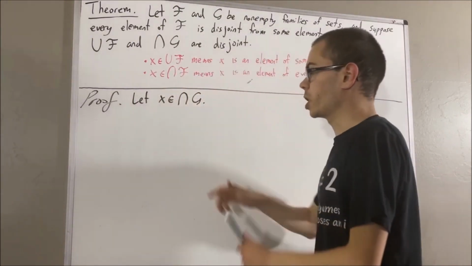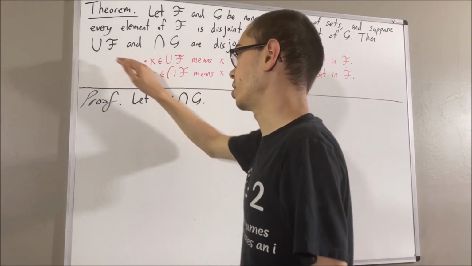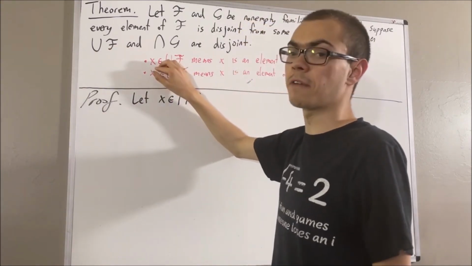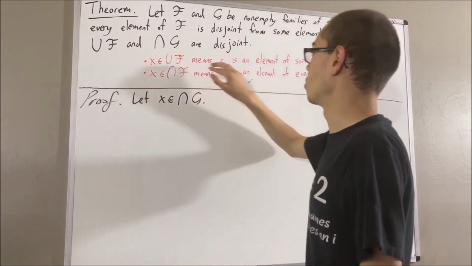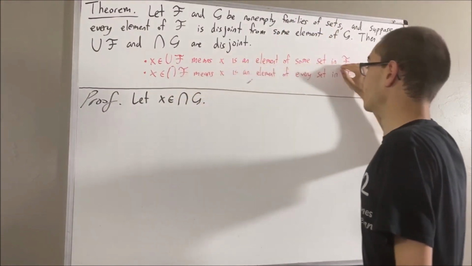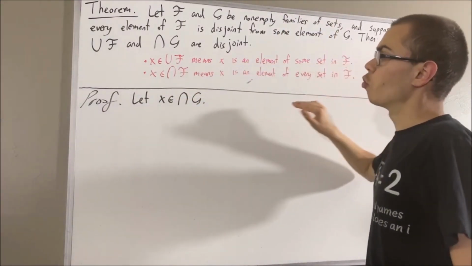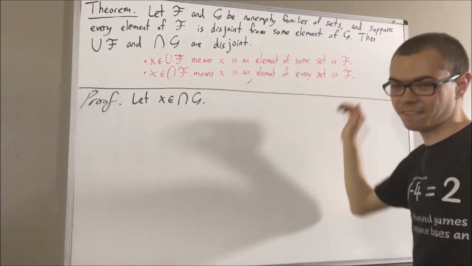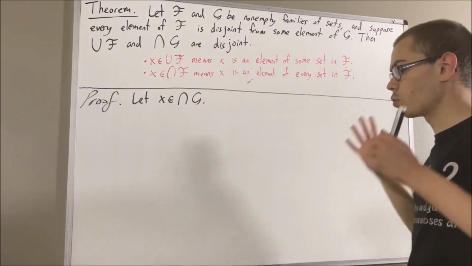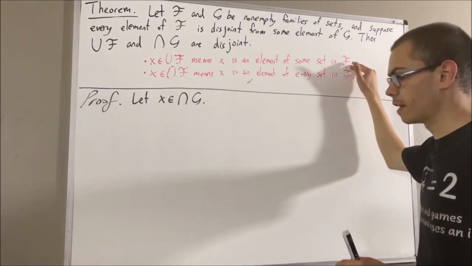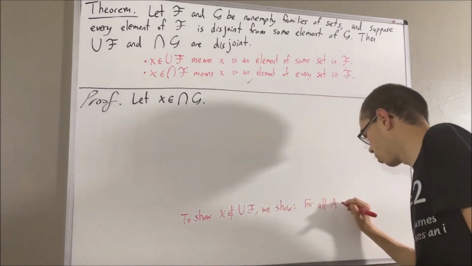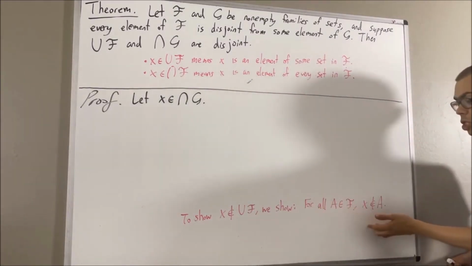From here, we're going to show that X does not belong to the union of F. To show that X is not an element of the union of F means that we want to show that this is false. That is, we want to show that X is not an element of any set in F. In other words, we want to show for all sets A in F, X is not an element of A. So this is what we want to show.